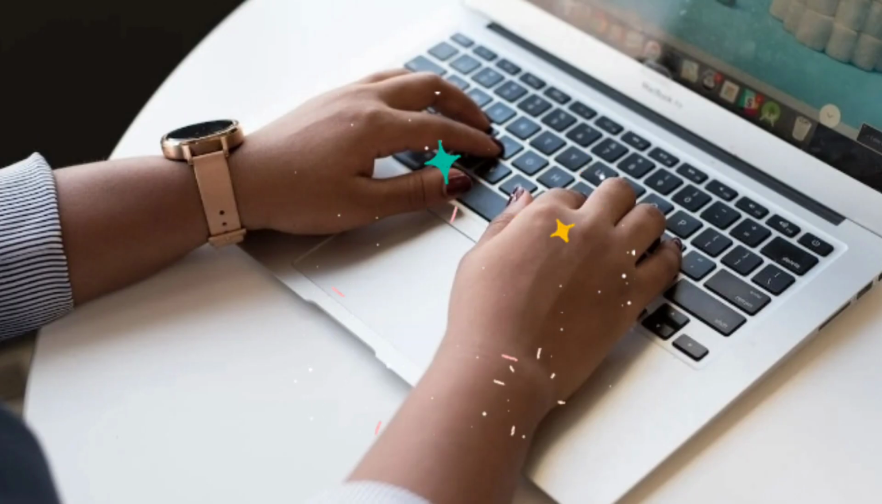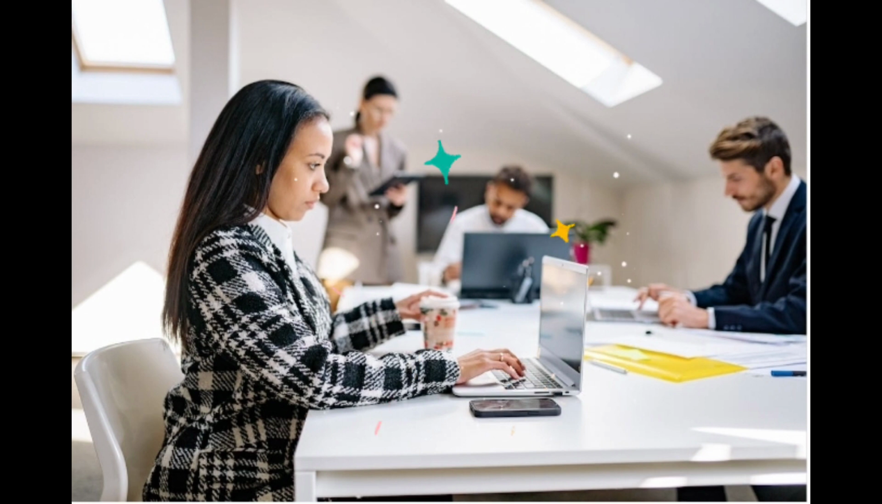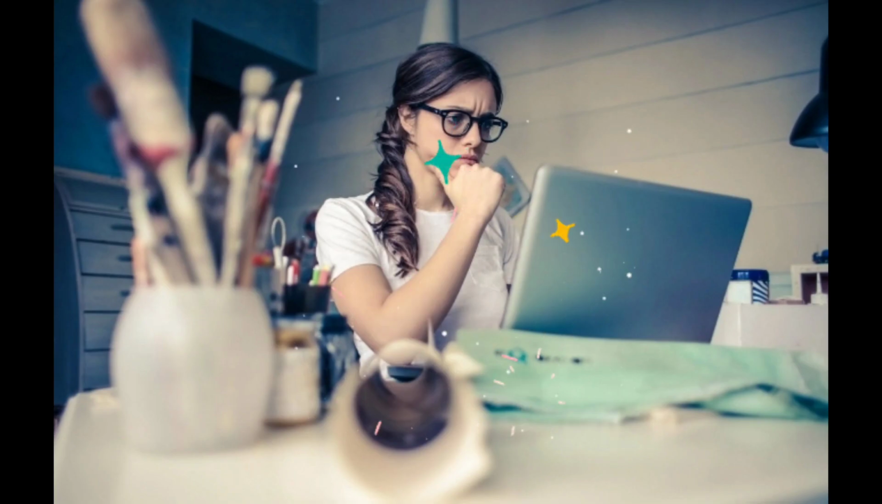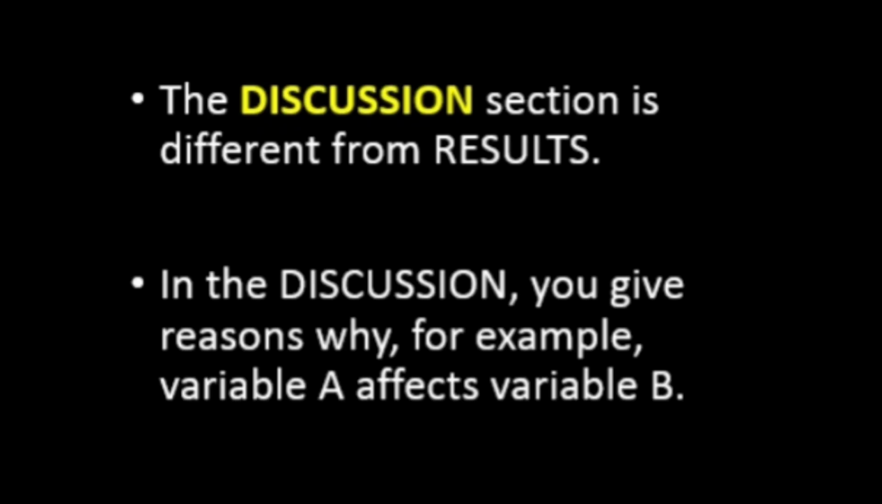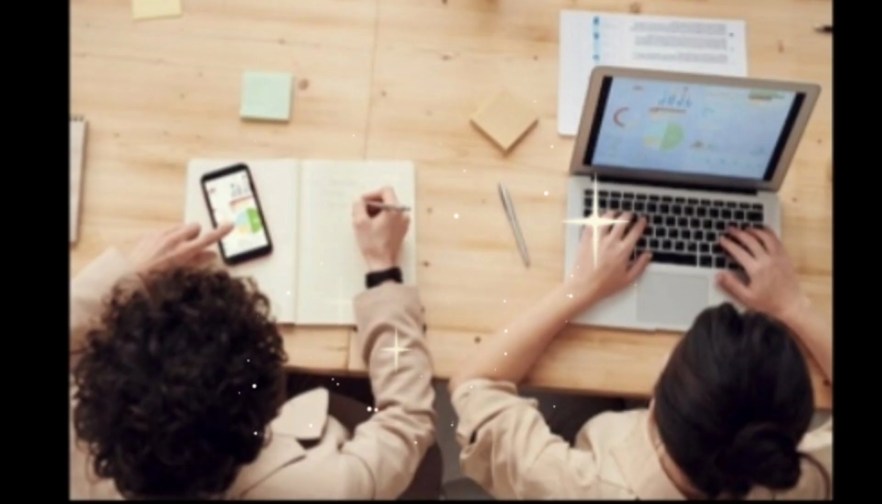Before anything else, I'd like you to remember that the discussion section is different from results. As I mentioned previously in my vlog on the results of the study, the discussion section, when written separately from results, consists of your explanation about your results. So in the discussion section, you give reasons why, for example, variable A affects variable B. You also give reasons why your variable A is connected or linked to variable B.